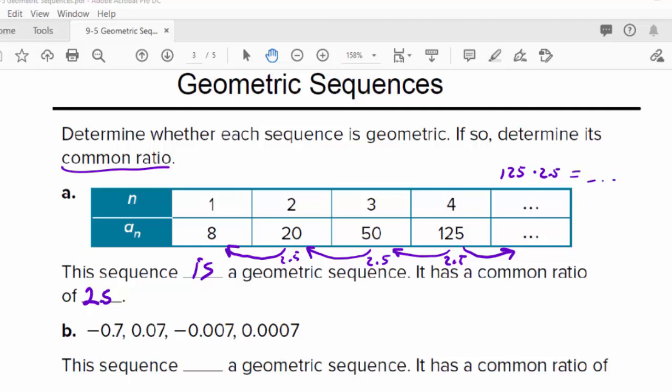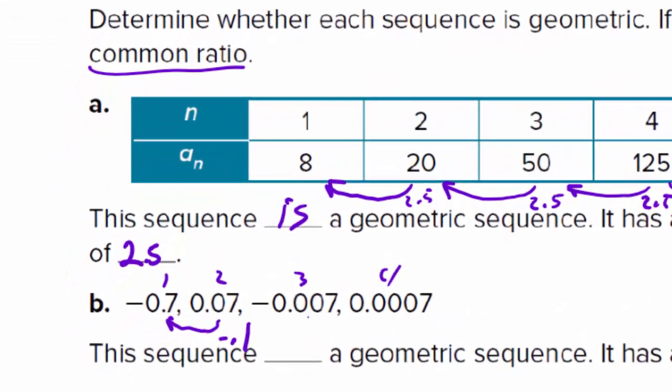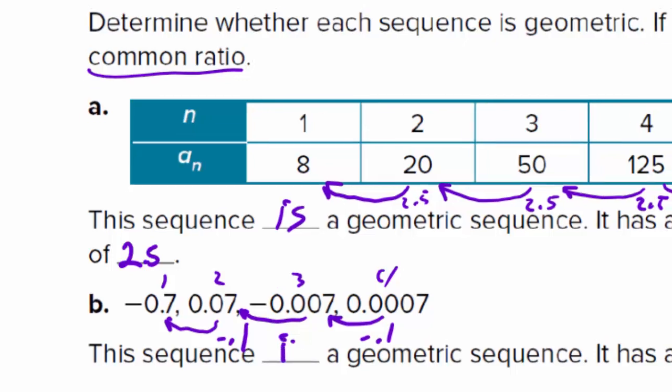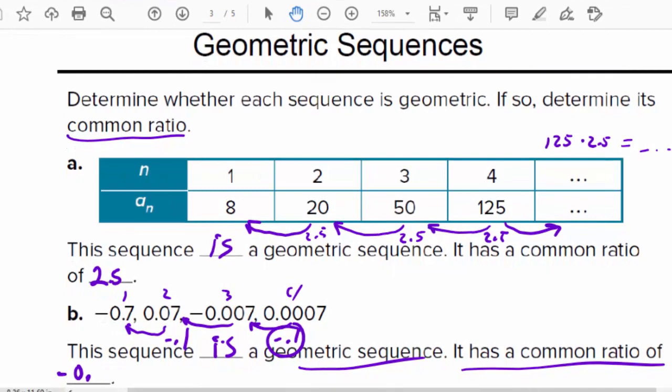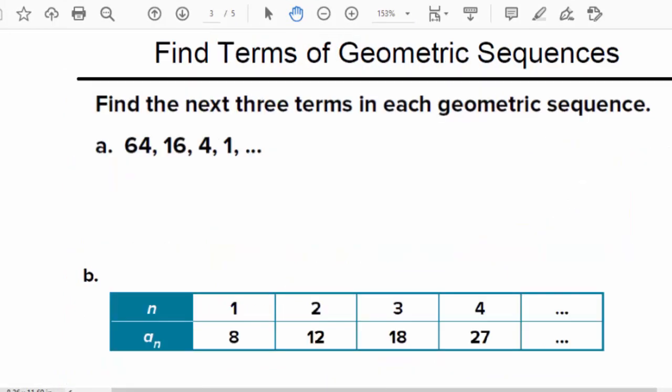Take a look at part B. Even though it doesn't have the numbers on the top, I can still put a 1, 2, 3, and a 4. So take this 0.07 and divide it by negative 0.7, and we get negative 0.1. And then the negative 0.007 divided by 0.07, and we get negative 0.1 again. And one more division here, and you'll see we get negative 0.1. Okay, so the sequence is a geometric sequence. It has a common ratio of what we got here, which is negative 0.1.